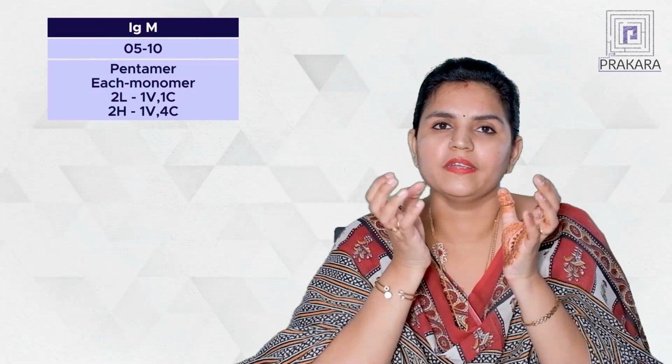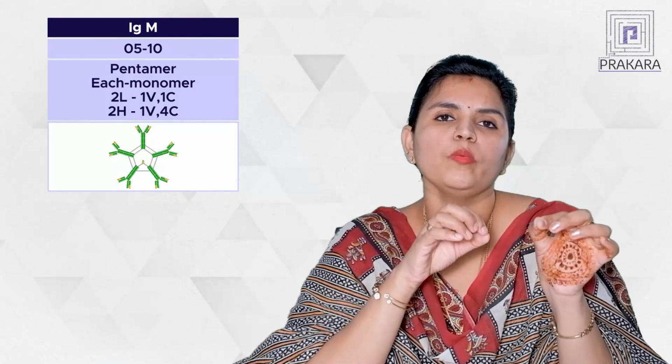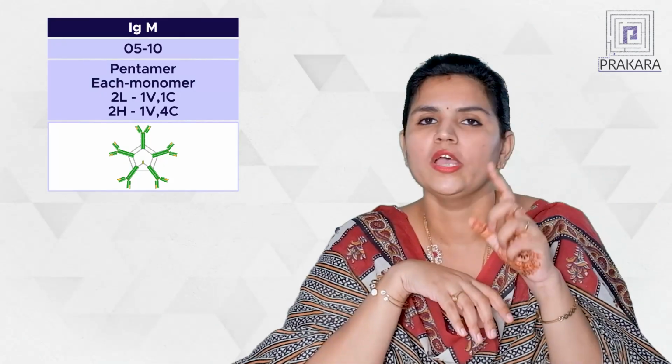So the next class that we are seeing is IgM. IgM constitutes 5 to 10% in the serum. Coming to the structure, it is a pentameric structure. That means the monomers combine together and give rise to this pentameric ring structure. It has five different monomers, each monomer containing two light chains and two heavy chains.